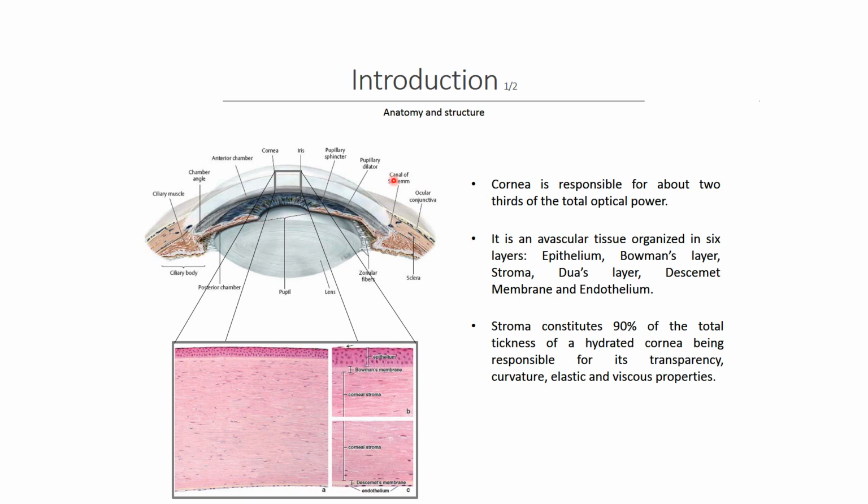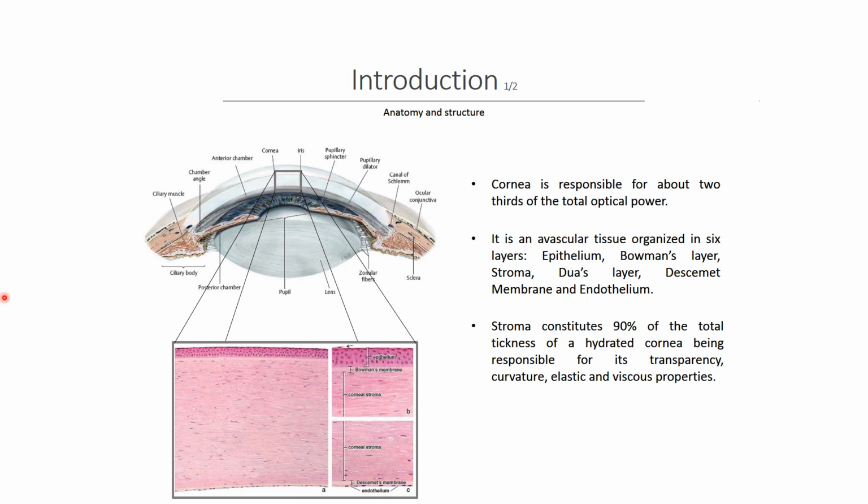This image here corresponds to the anterior eye, where we have the sclera, the cornea, anterior chamber, and posterior chamber, where we have the crystalline lens. So, as you can see, cornea is the first layer that rays find when coming into our eye. It is responsible for about 2/3 of the total optical power.